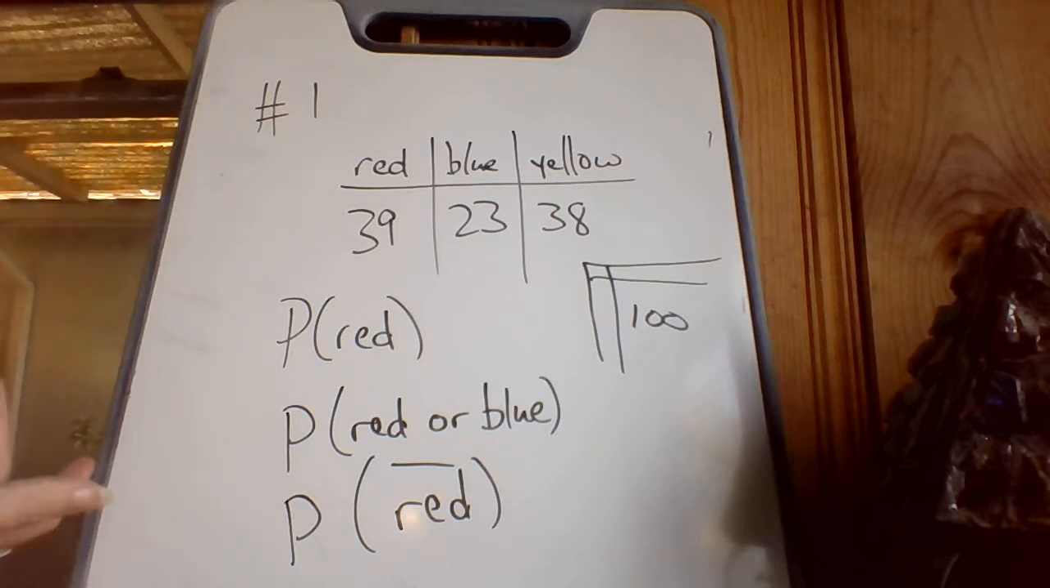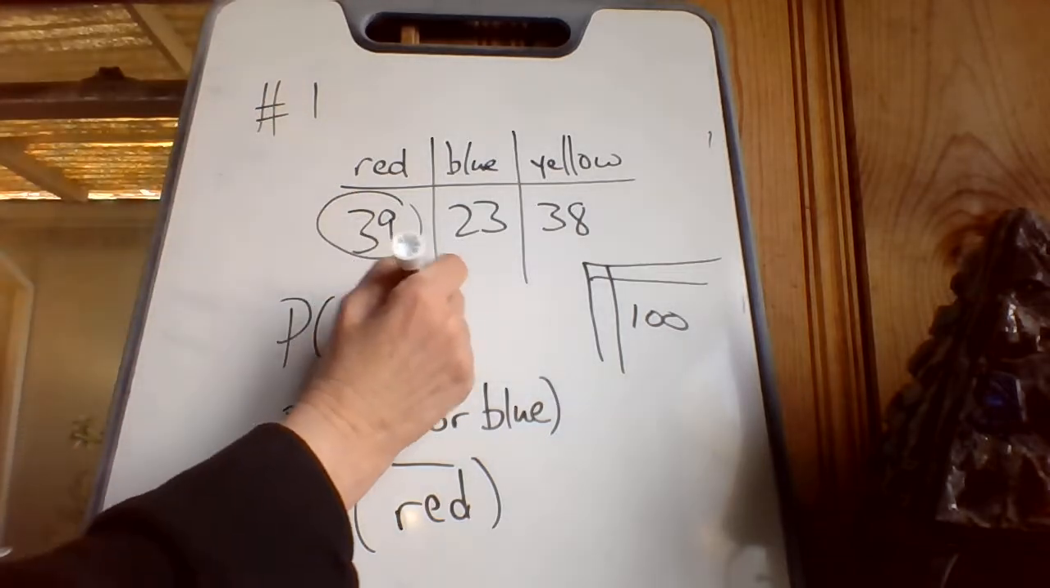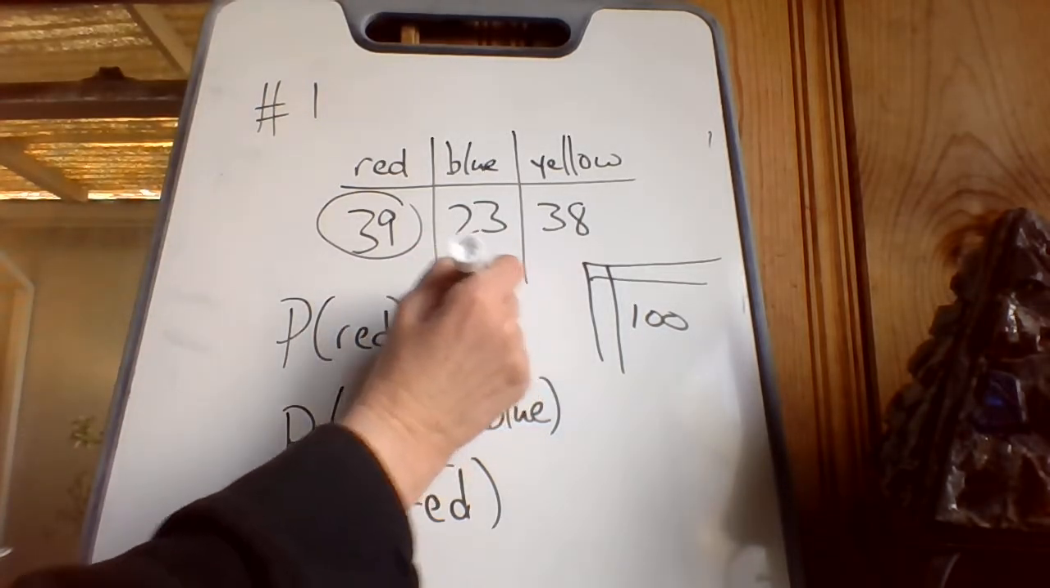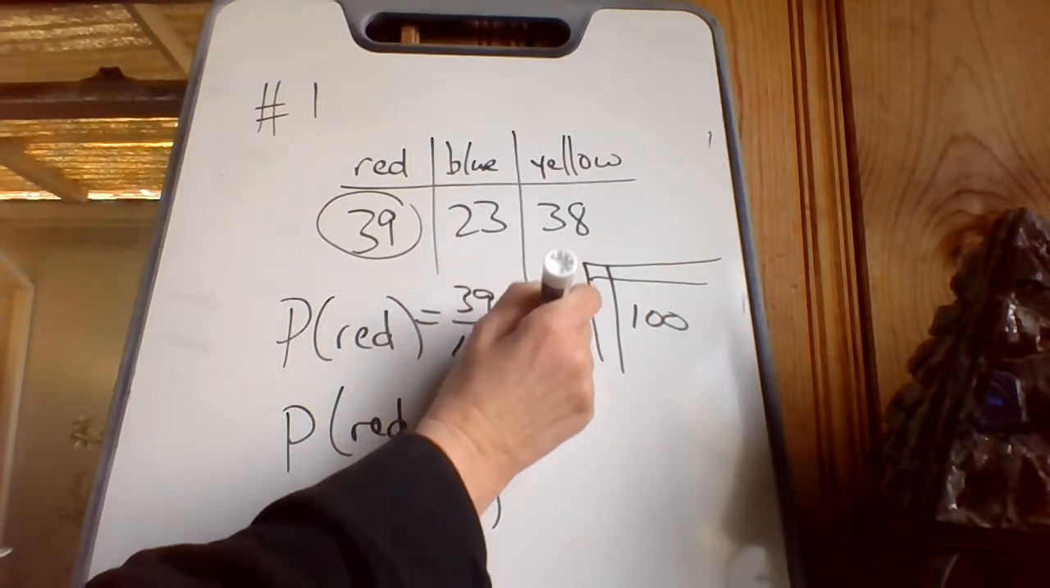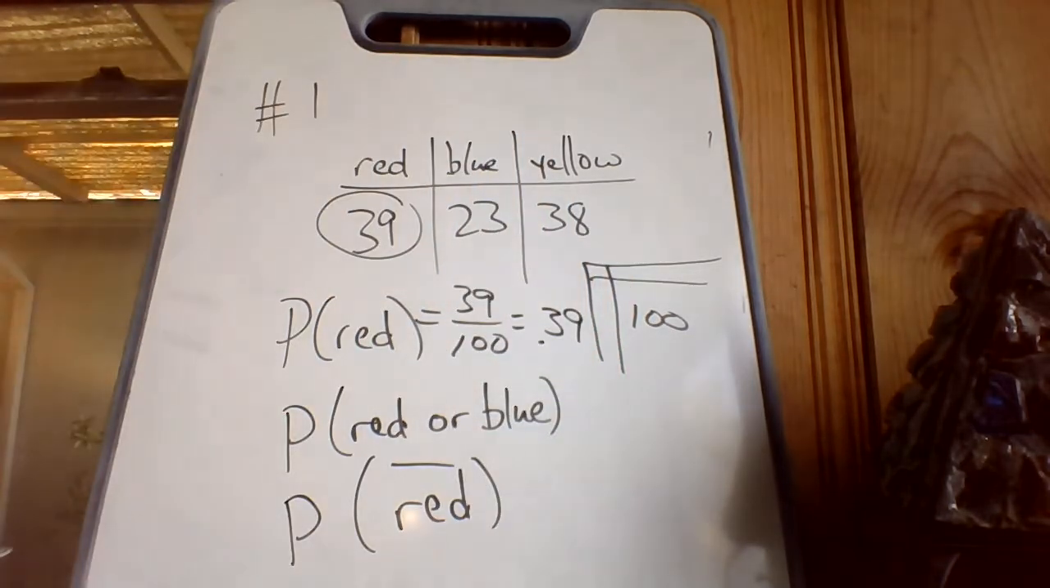Now the numerator, that's where you just go with the English language. Probability of red. Anything that has to do with those words, that one. All right, so 39 out of 100. Or I could call that 0.39. 39 out of 100 doesn't actually reduce, but what if I wasn't sure?